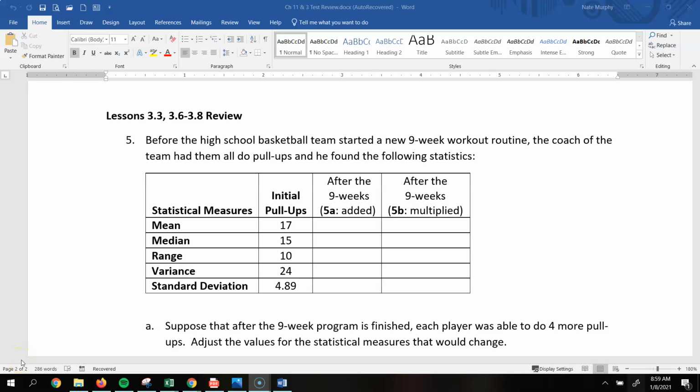All right, so in this video, we're going to look at the parts of Chapter 3 that we covered that will be on the test. Starting with number 5, it says, before the high school basketball team started a new 9-week workout routine, the coach of the team had them all do pull-ups, and he found the following statistics.